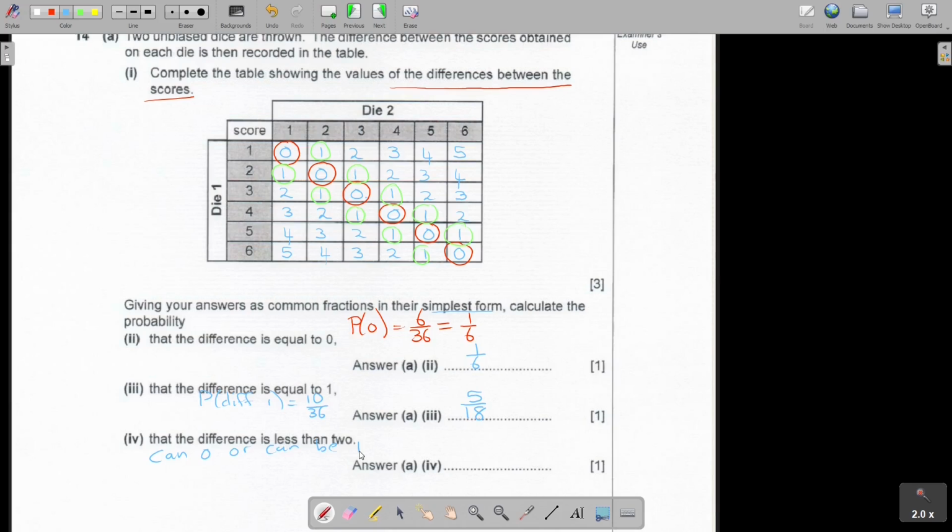You already have the zeros and you have the ones. Do you agree? So, basically, it's just this. You can go and add up. It's actually the green and the red. It's that 6 zeros plus the 10 ones, which will give you 16 out of 36. And if you simplify it, 4 out of 9.